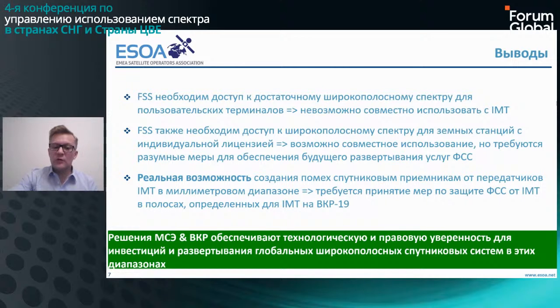Ну и мы видим реальную возможность создания помех спутниковым приемникам от передатчиков IMT в миллиметровом диапазоне, где требуется принятие мер по защите ФСС от IMT в полосах, определенных для IMT на ВКР-19.